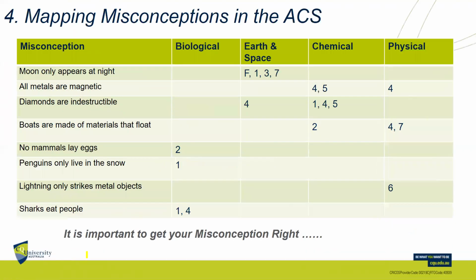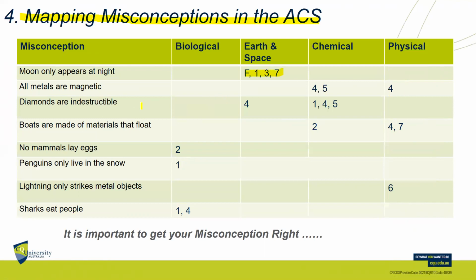So when we look at mapping misconceptions, you know, where are they coming from? You know, let's not have any misconception about our misconception. If you say you're teaching a foundation year, then, you know, let's hope that your misconception can be identified in the curricula of that particular foundation year. So the moon only appears at night. Yes, we can see that. Earth and space science at a couple of different levels. All metals are magnetic. We can see it in the chemical and physics. Diamonds are indestructible. Okay, a myth.